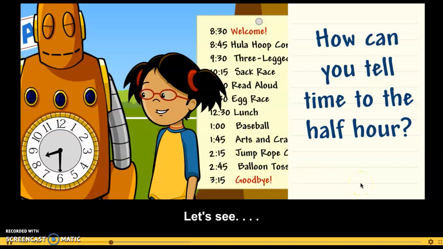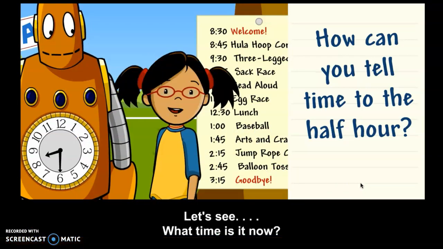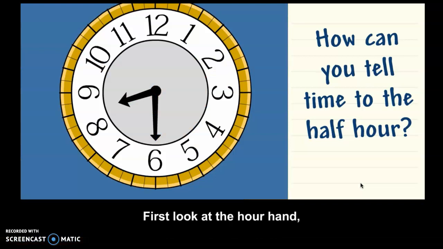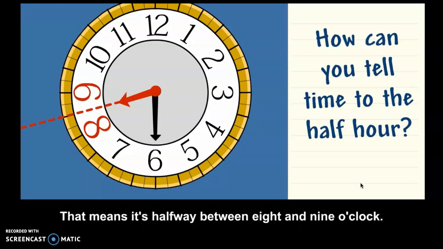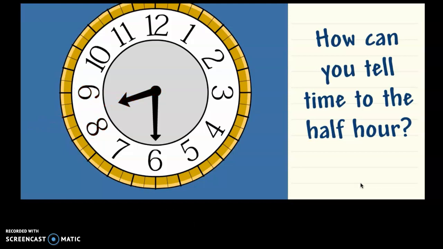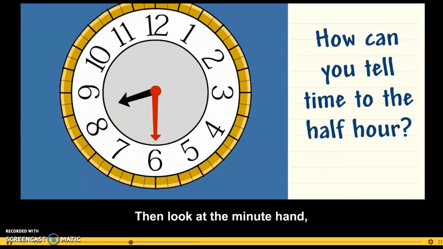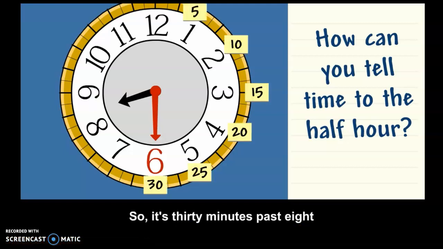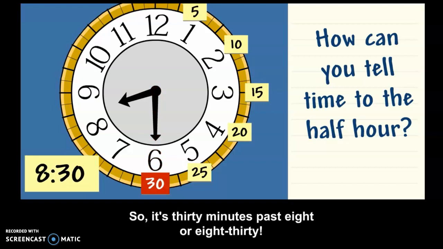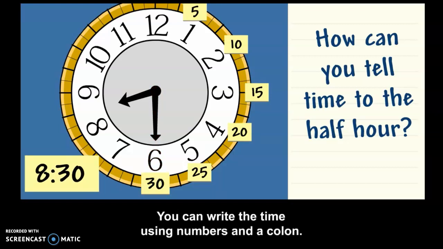Let's see. What time is it now? First, look at the hour hand, which is halfway between the 8 and 9. That means it's halfway between 8 and 9 o'clock. Then look at the minute hand, which is pointing to the 6. So it's 30 minutes past 8, or 8:30. You can write the time using numbers and a colon.